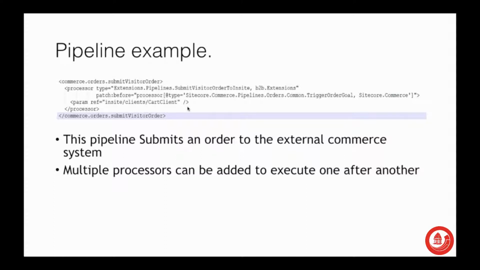Okay, so this pipeline submits an order to the external commerce system. Multiple processors can be added to execute one after another. So it's not necessary that there should be only one processor. You can have multiple processors, and each of them will be executed one after another.